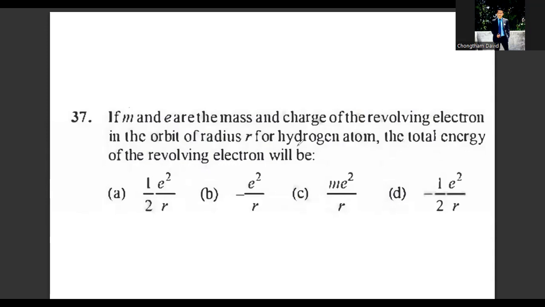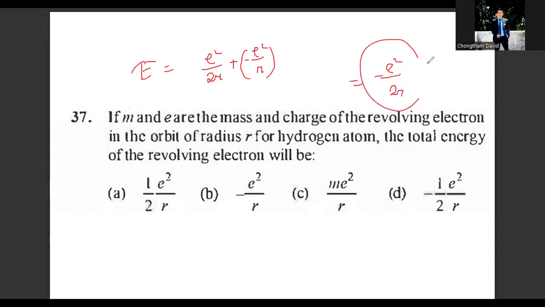Question 37. If the mass and charge are represented by m and e of the revolving electron in the orbit of radius r for hydrogen atom, this is also easy question based on theory. You know, total energy is equal to the sum of potential energy and kinetic energy. Kinetic energy is e squared by twice r, and this potential energy it should be minus e squared by r. So after simplification, you get minus e squared by twice r. This is the answer. So option D gives the answer for question number 37.